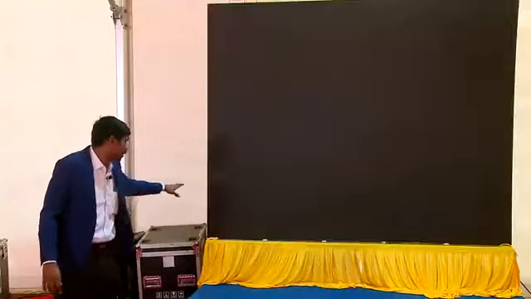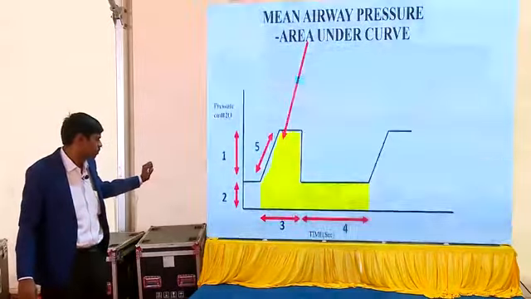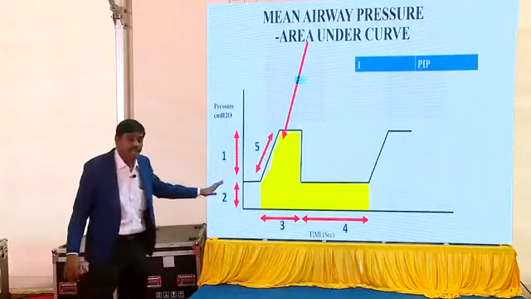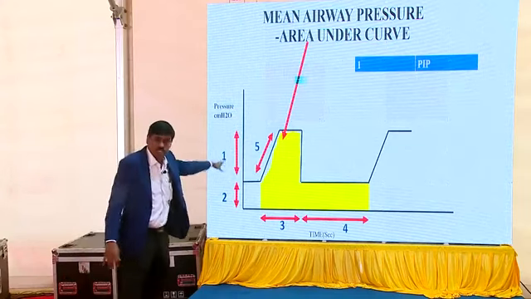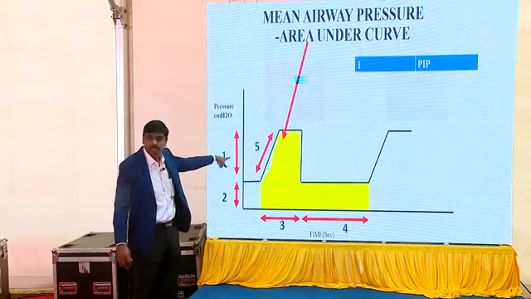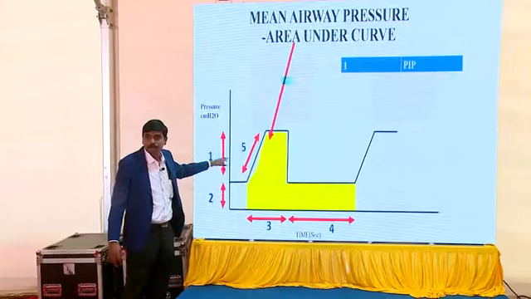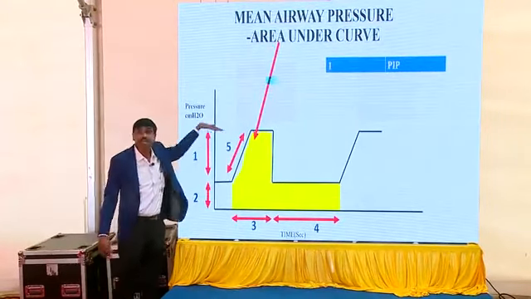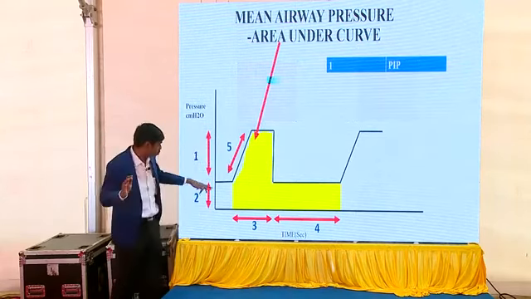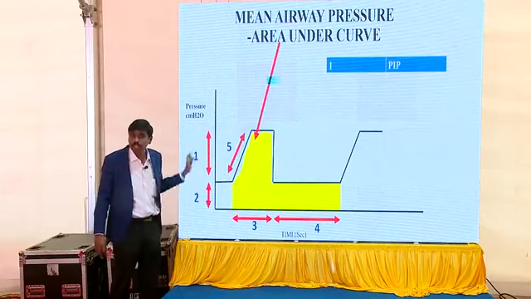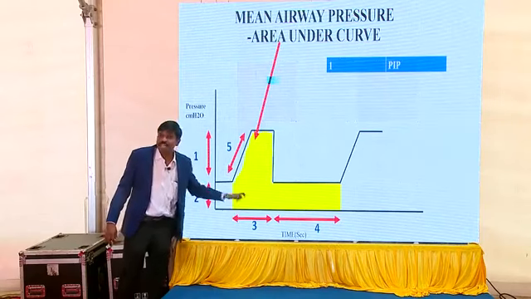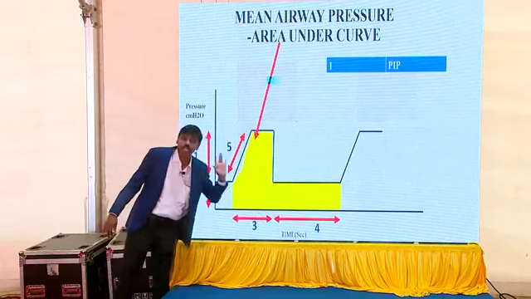Yeah, so coming to this slide here. This is a pressure time loop. Pressure is on the y-axis, time is on the x-axis. Let's keep it interactive. What is this 1 here? This is the maximum pressure, the peak inspiratory pressure, what we call PIP. What would this 2 be? 2 would be the PEEP. That's great. This 3 here would be the inspiratory time, and 4 here is the expiratory time.